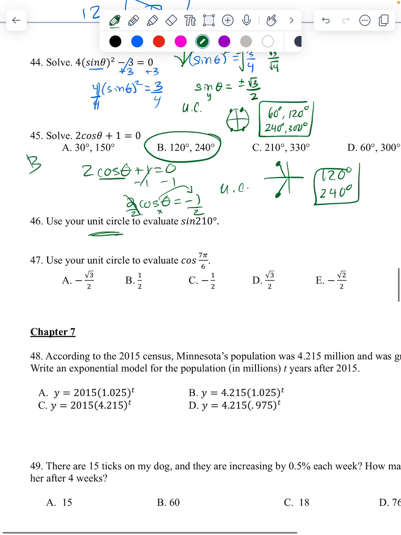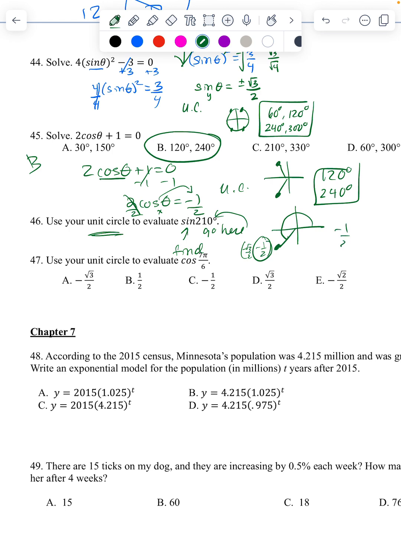Use your unit circle to evaluate. All this means is to go here and find this. So go to 210 on your unit circle, which is down here, and then sine is y. So find the y value of that coordinate. And when you look on the unit circle, you should see negative root 3 over 2, negative 1/2. So negative 1/2 is going to be your answer for that one.